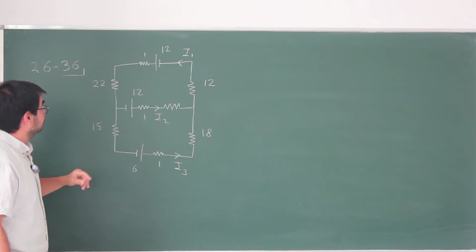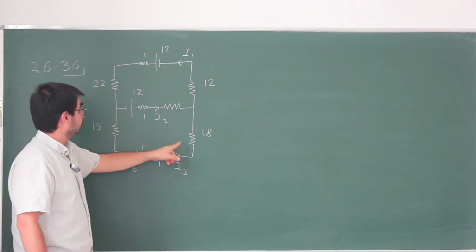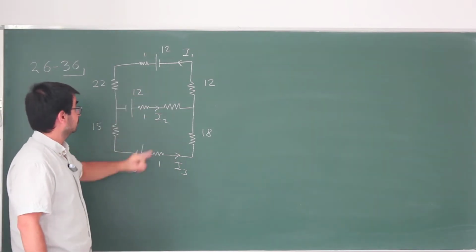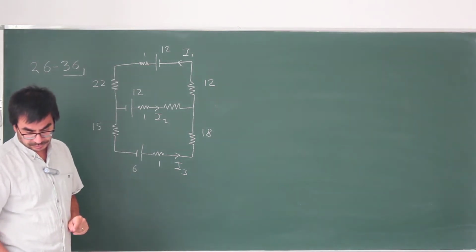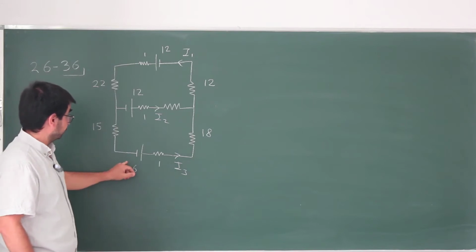For the first part, they are asking us to find these currents I1, I2, and I3. I did not choose these. These are given in the problem. And for the second part of the problem, we are asked for the terminal voltage of the 6-volt battery.